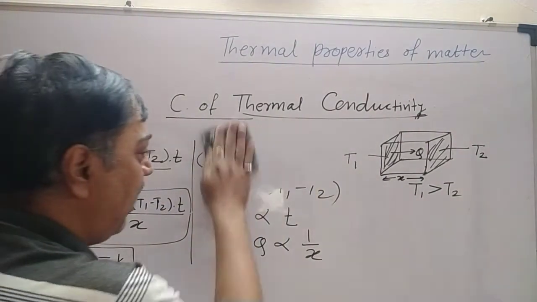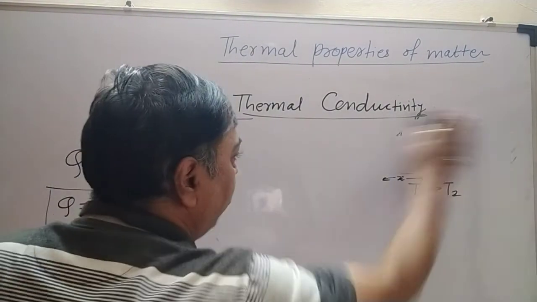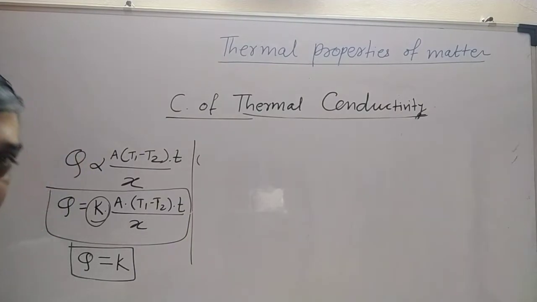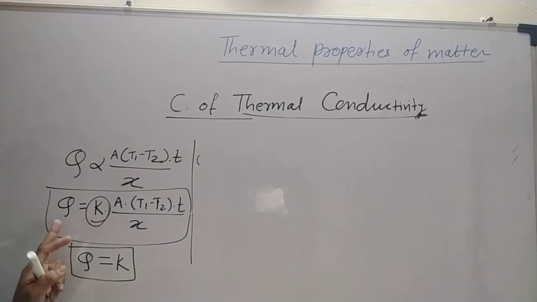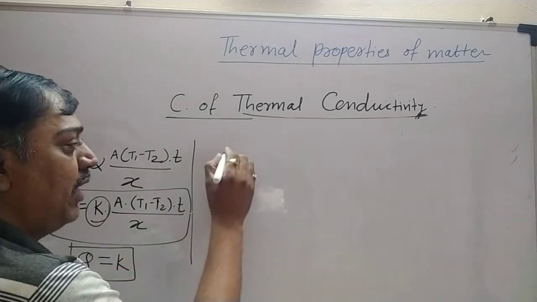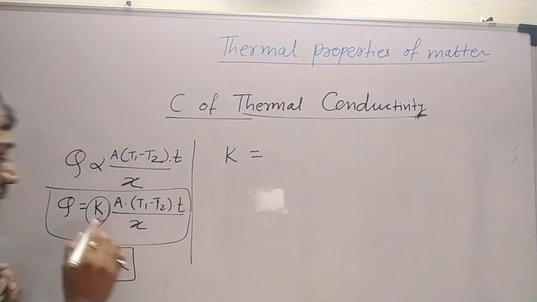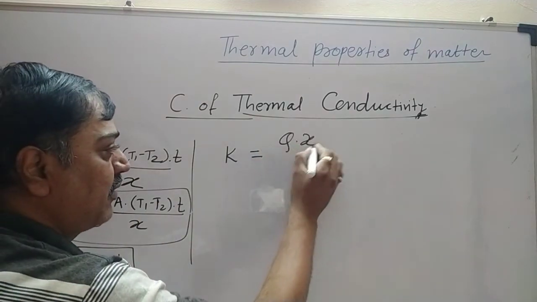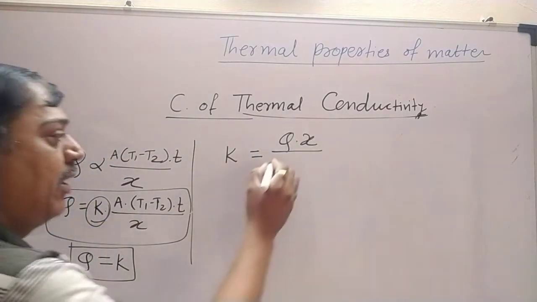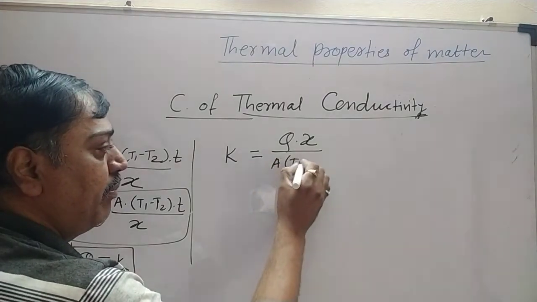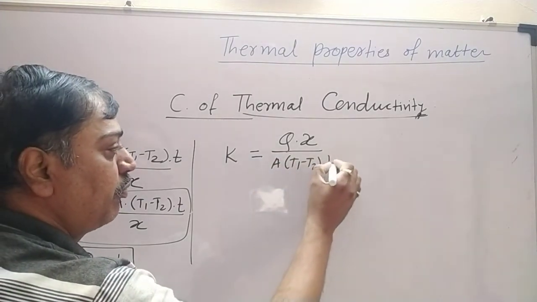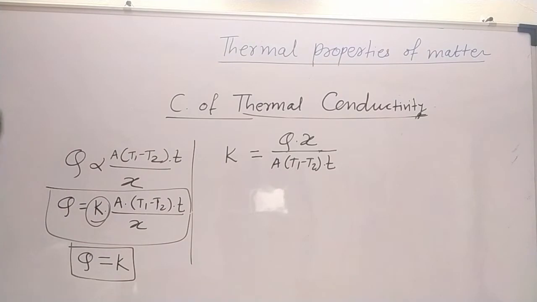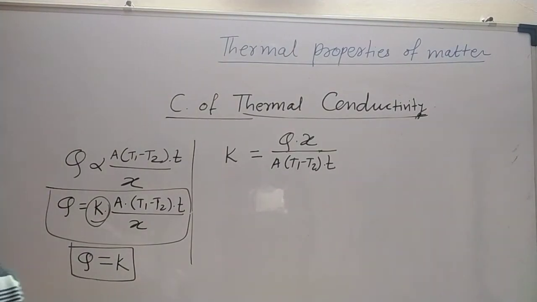So I will rub this part. I will write the next equation on this side. We have written this equation here, Q equal to K into this. From this equation, find the value of K. So what is K equal to? K equal to X goes up, so Q into X divided by A into (T1 minus T2) into small t. This equation gives the value of the coefficient of thermal conductivity.